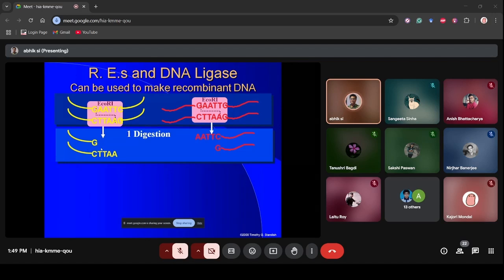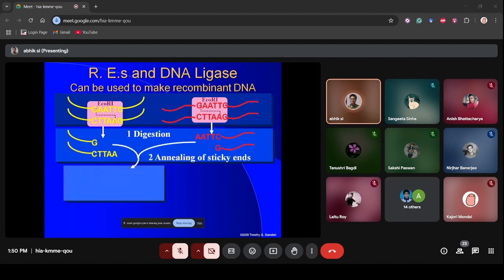And out of the two fragments, if I keep the left one and discard the right fragment in a test tube, and in another test tube, of the fragments which are produced, I keep the right one and discard the left one, and then I mix the content of these two test tubes, then you tell me whether they will join again or not.